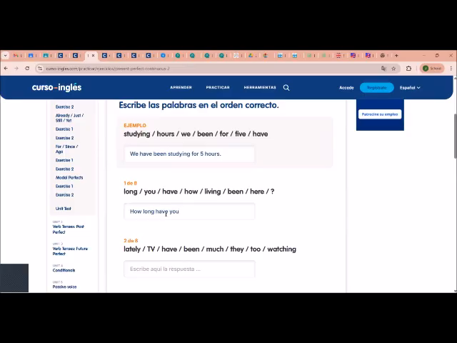Living been here? All right. After your phrase, you need your been, then you use your living, and the place. All right. Repeat. How long have you been living here? How long have you been living here?